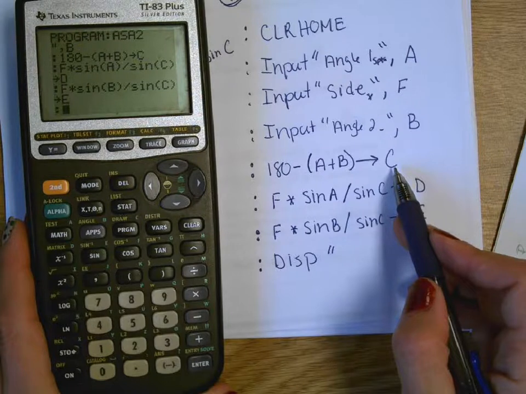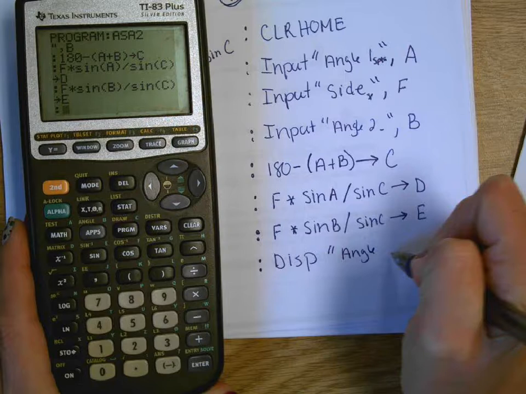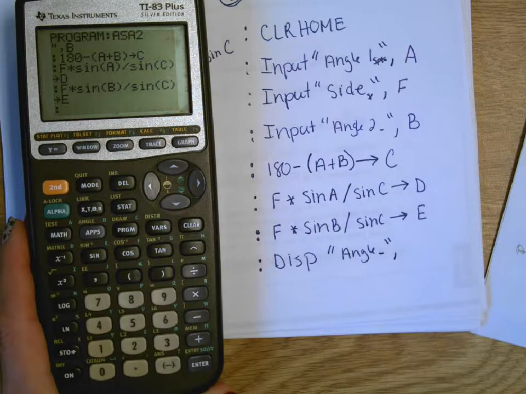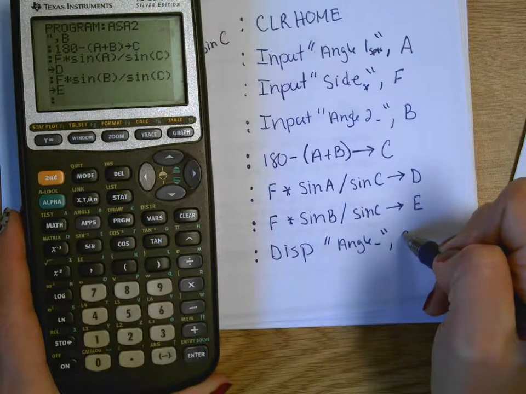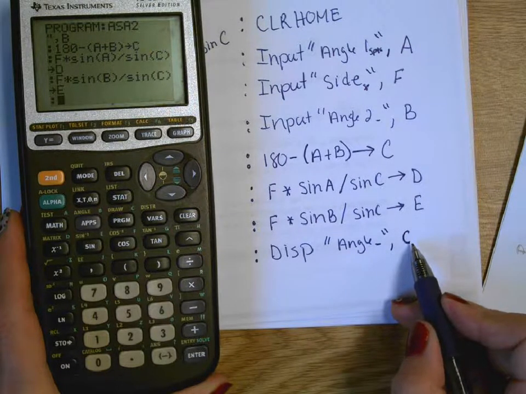Was it an angle or a side? Angle. Angle, space, quotation, comma. What do you think is going to follow the comma? Quotation mark, the C. Display angle, and then it's going to give me the value that's in cell C.